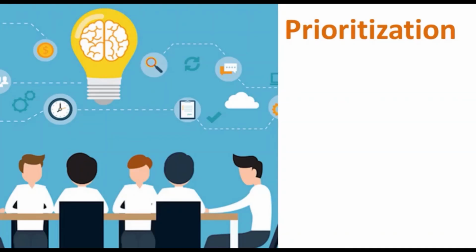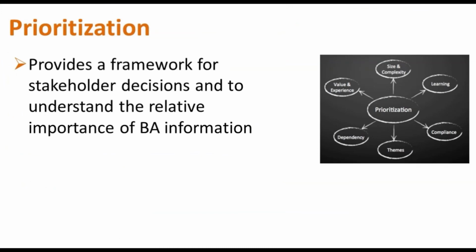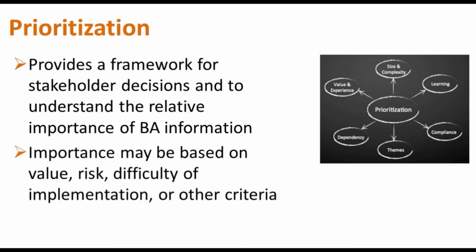The next technique that we are going to discuss is prioritization. As the name suggests, prioritization deals with techniques that one can use to prioritize one aspect over another. Prioritization provides a framework for stakeholders to make decisions and understand the relative importance of BA information. Anytime you hear the term BA information, mentally translate it to requirements. Essentially, how do we prioritize requirements? Importance may be based on value, risk, or difficulty of implementation, or other criteria.